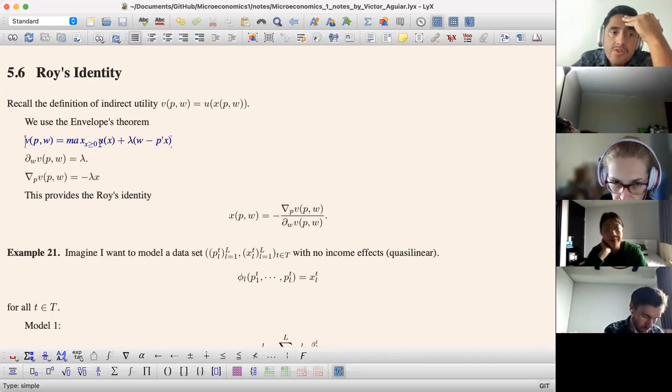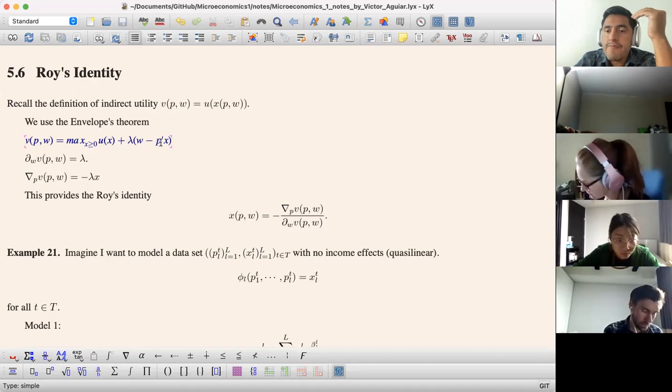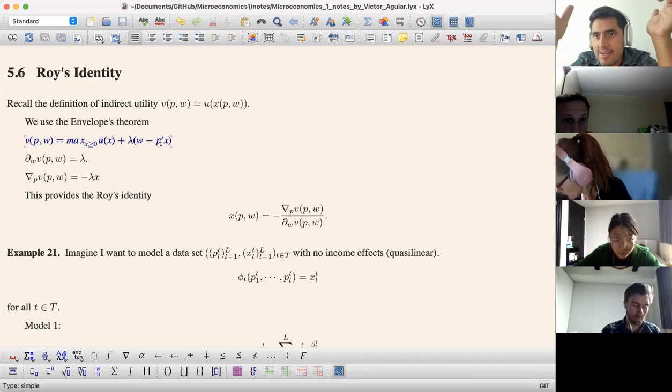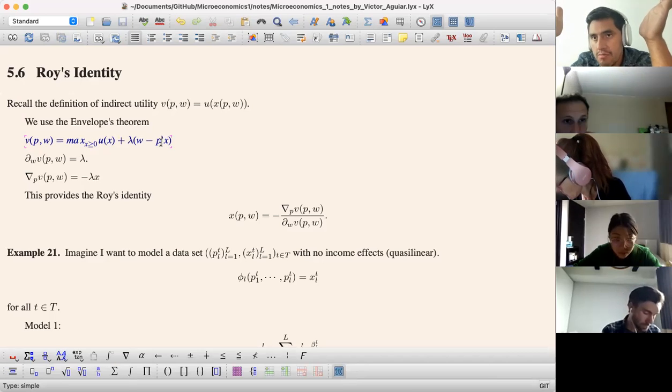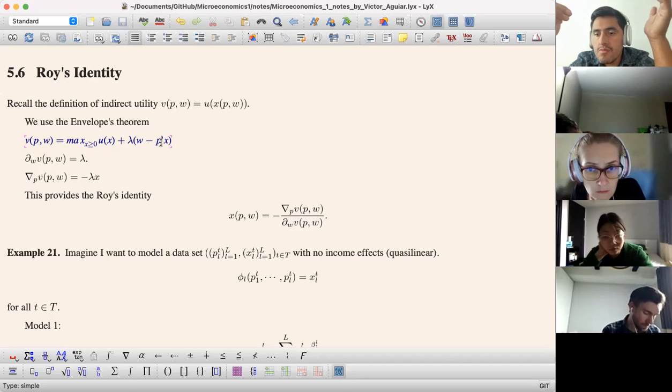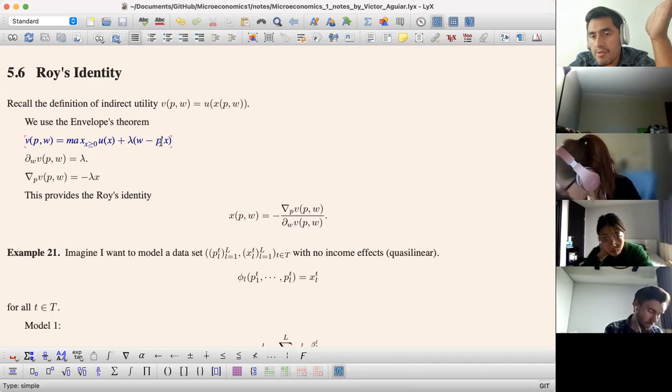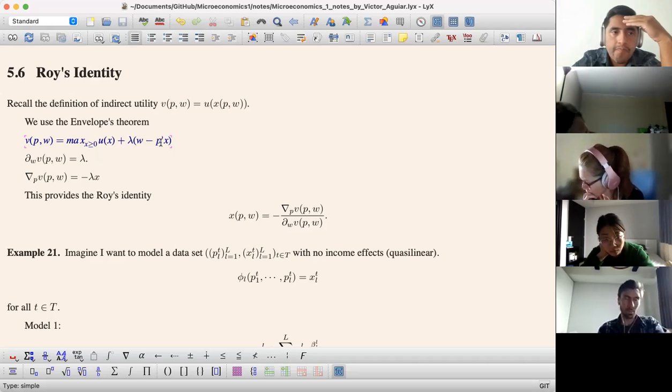Write down the Lagrangian, so u of x plus lambda parentheses w minus p times x. And once you have that objective, assume the x is constant, right? So this is the envelope theorem basically saying that you can assume that the control variable, so the x is constant, and then just proceed to derive the Lagrangian as if the x was constant with respect to the parameter, okay? That's the content of the envelope theorem.